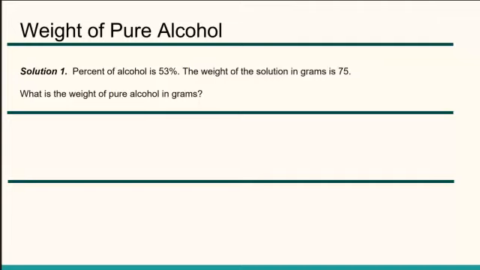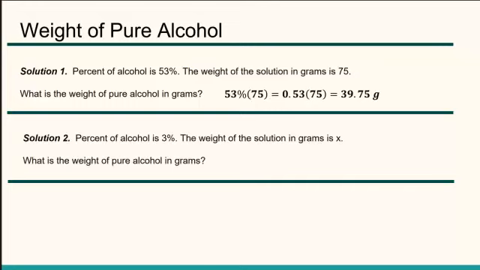So let's say in solution 1, our percent of alcohol is 53%. The weight of the solution in grams is 75. So we have 75 grams of a solution, and 53% of that is alcohol. What's the weight of pure alcohol in grams? You're just going to say 53% of that 75. Then you would change that percent to a decimal, multiply, and you'd get 39.75 grams.